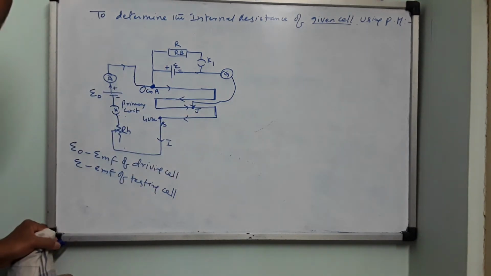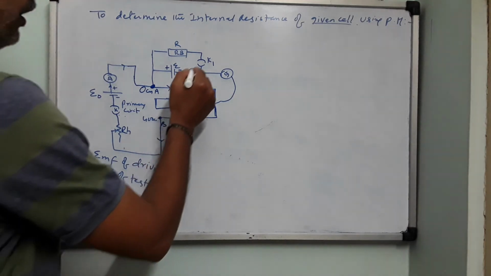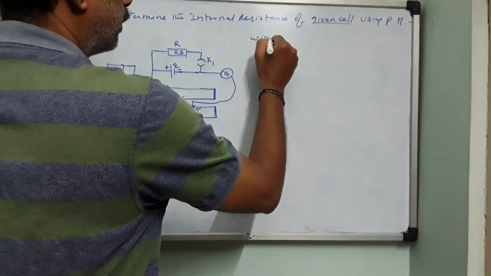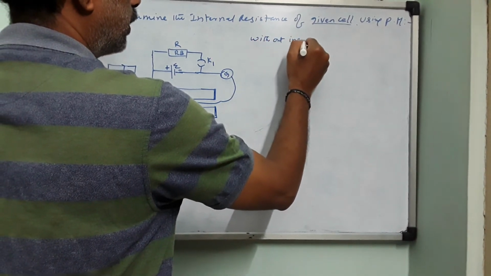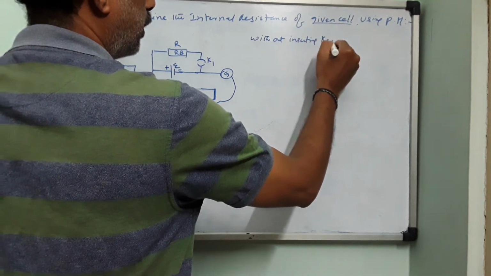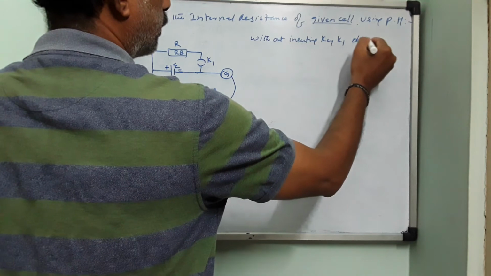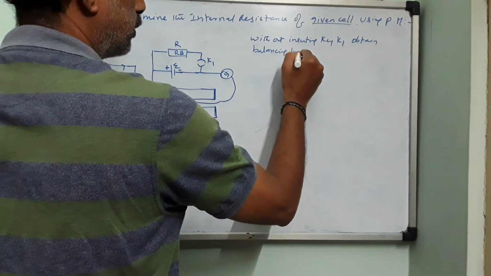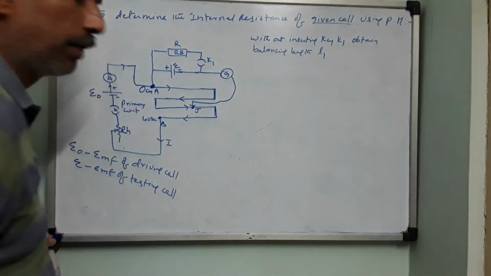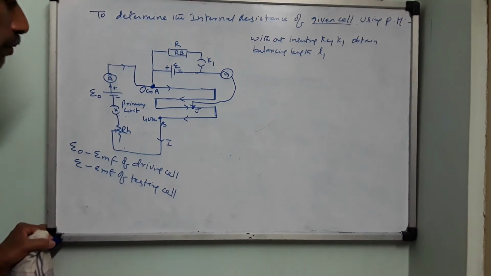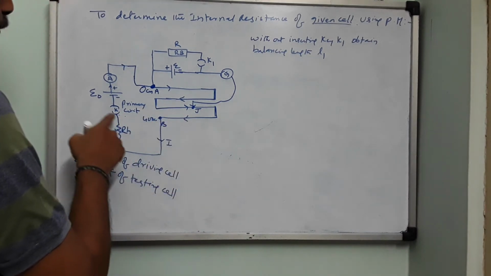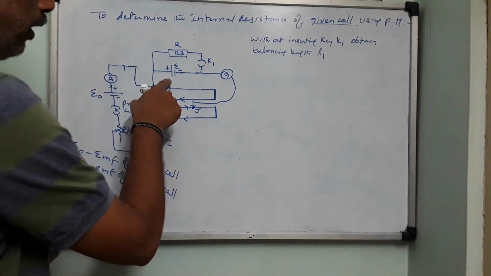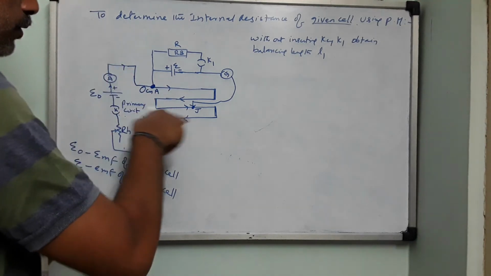Now, how to perform this experiment? Make the connections as shown in the figure. This key should not be put in the plug. Without inserting key K1, obtain the balancing length L1. Now listen carefully. What is this balancing length? Here there are two cells. One is a driving cell, the other is the testing cell. This is only to drive the circuit.